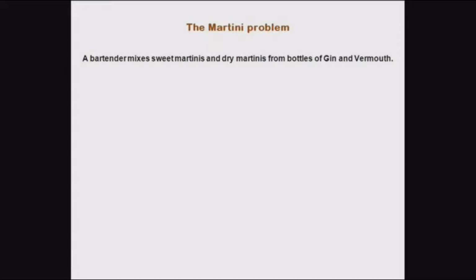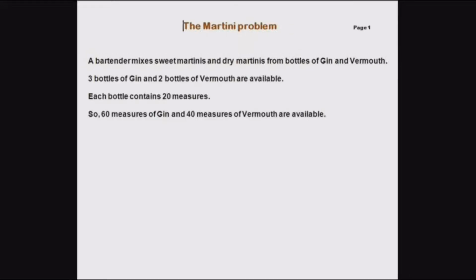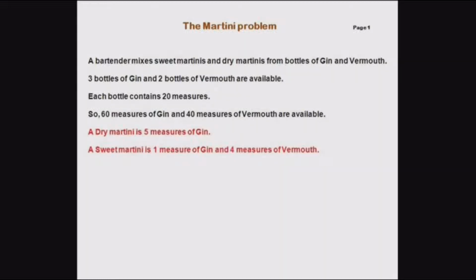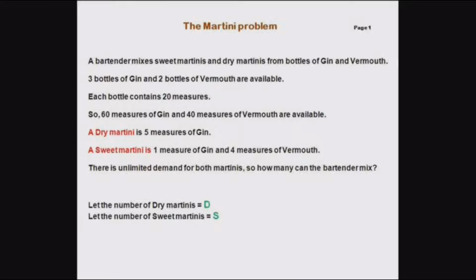A bartender mixes sweet martinis and dry martinis from bottles of gin and vermouth. 3 bottles of gin and 2 bottles of vermouth are available. Each bottle contains 20 measures. So, 60 measures of gin and 40 measures of vermouth are available. A dry martini is 5 measures of gin. A sweet martini is 1 measure of gin and 4 measures of vermouth. There is an unlimited demand for both martinis, so how many can the bartender mix?